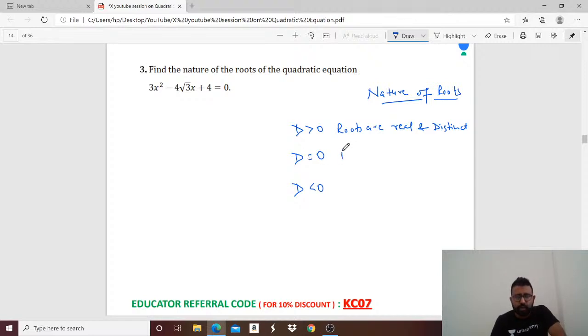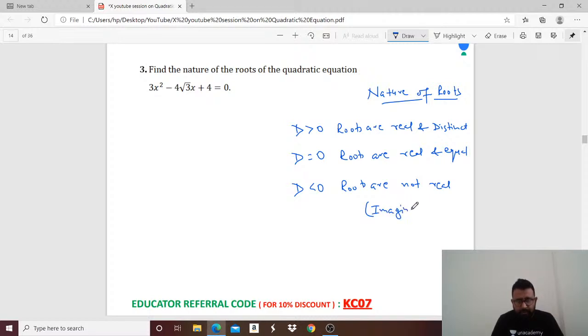When we say D is equal to 0, we say roots are real and equal. But when D is less than 0, in that case we say roots are not real, but we say this has imaginary roots, right? So what is the nature of the roots? In the last sum we said the roots were real and distinct.